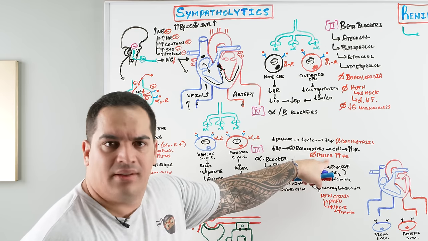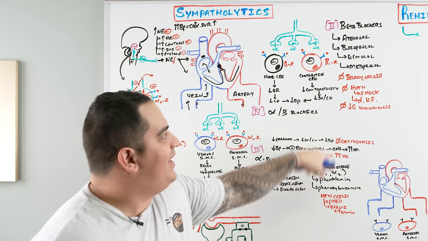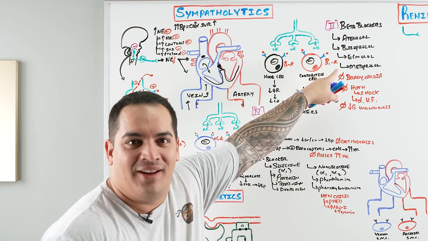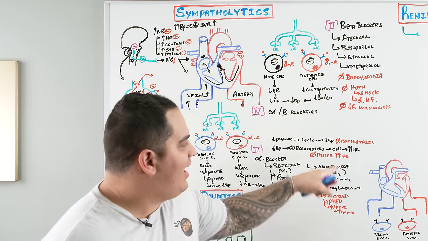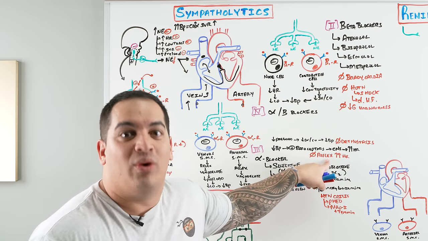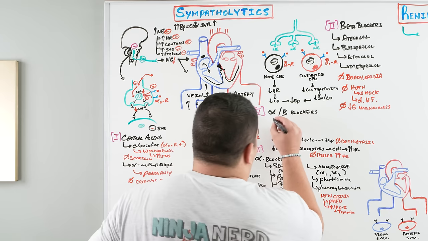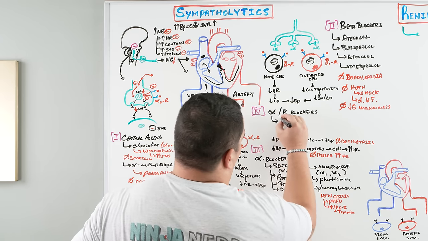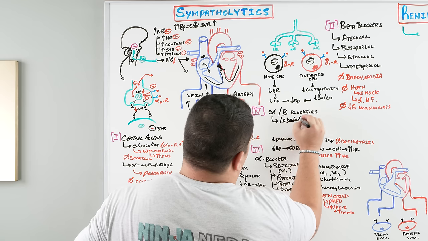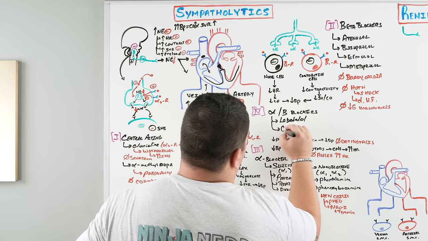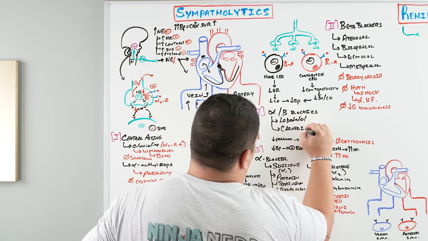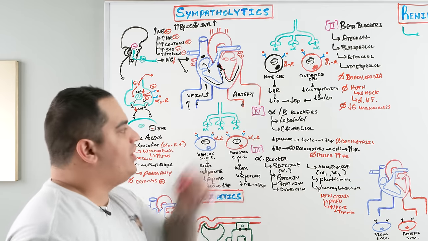Generally not the reflex tachycardia. Why? Because they suppress the actual heart rate. So generally you may see bradycardia. Not as common to see the reflex tachycardia from these two agents. All right, so there's two particular agents here for the alpha blockers and beta blockers. One is called labetalol, and the other one is a really interesting drug called carvedilol. These are two particular agents that we can give.